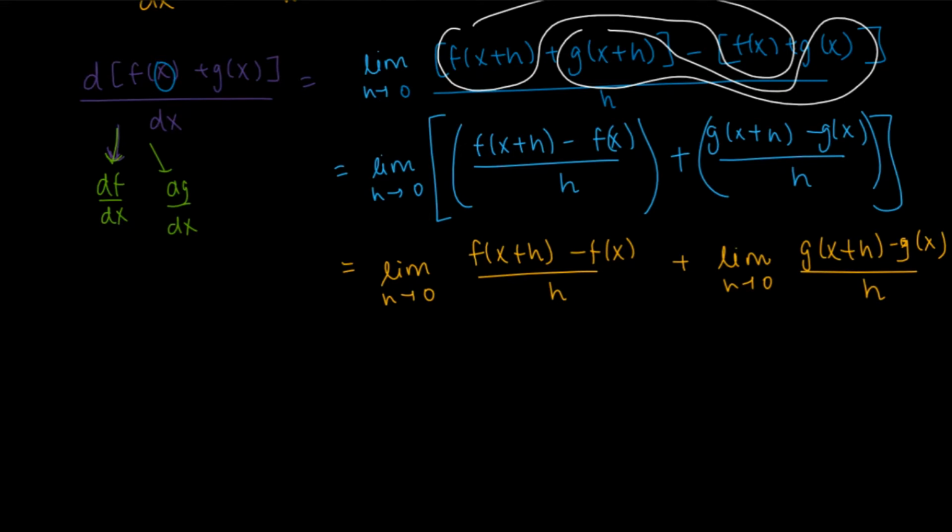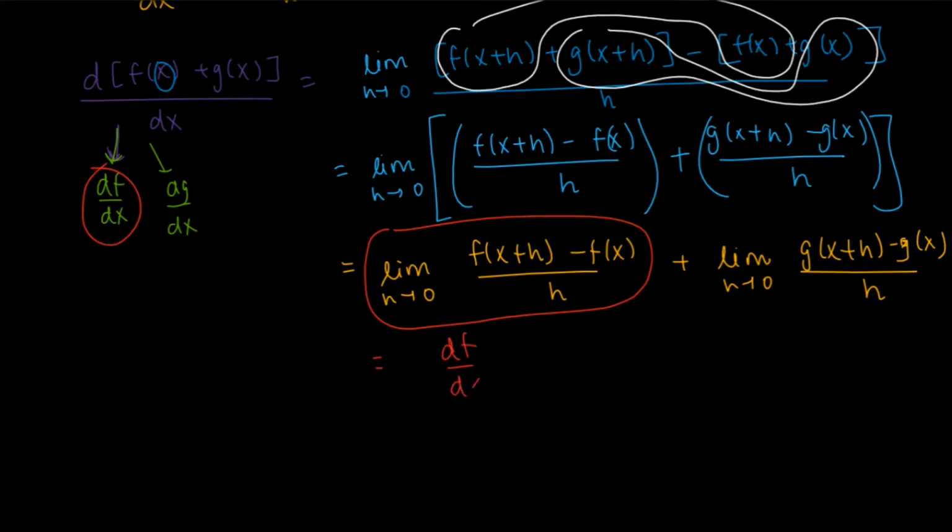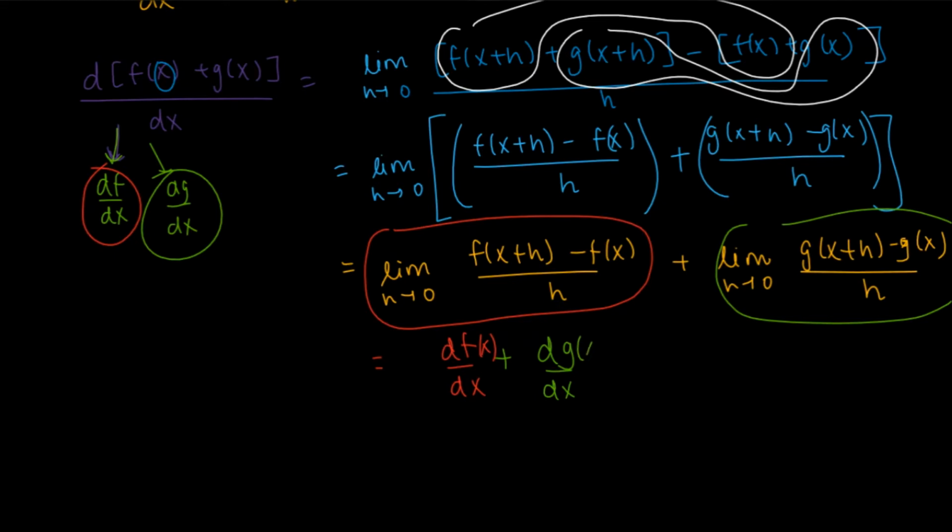And notice that this entire thing is the derivative of f with respect to x. So this is equal to df over dx. And similarly, this entire thing is nothing but the derivative of g with respect to x. And there you have it. The derivative of the sum of the functions is equal to the sum of the individual derivatives. Let me just put in an x out there, and we're done with that.